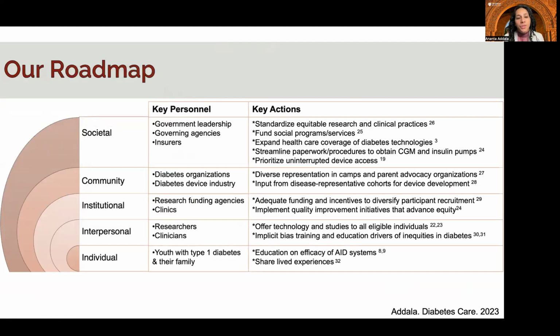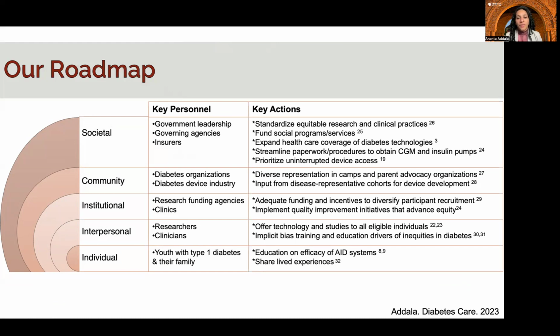Now, this is an image that was created that is grounded in the social ecological model, which essentially says that there are actually drivers of disparities that range from the individual to what we call the interpersonal, which is where clinicians typically sit, to institutional, which is where many of the clinics that our families and individuals living with diabetes are being seen in, that's then nested further within the community and even further still within societal and policy level structures.